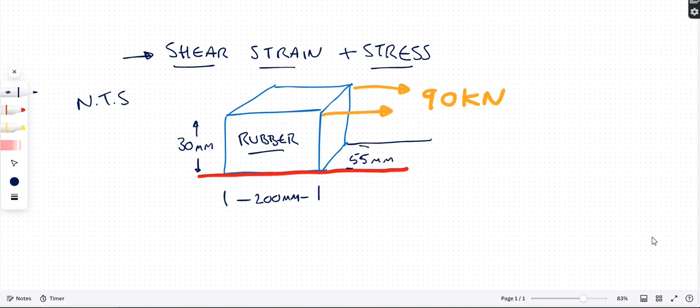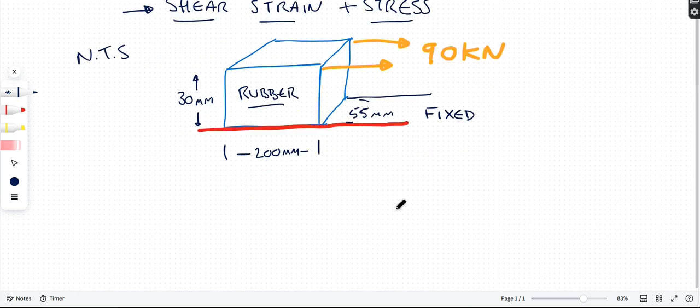Okay, and it's fixed there, so it can't slip or move. Just bonded or glued. And then on the top here, it's got a force. This orange thing here, there's a 90 kilonewton force pulling it from the top. Now that force would try and shear this block. So it's a little bit of rubber being sheared, right?